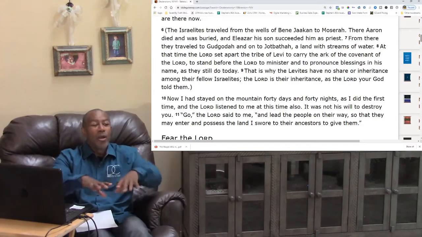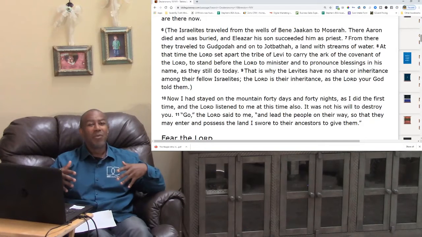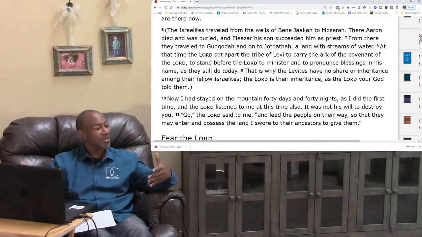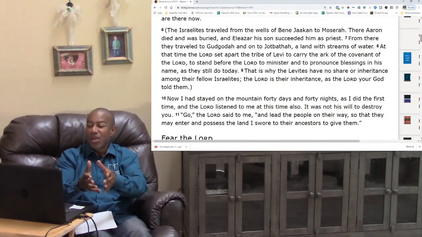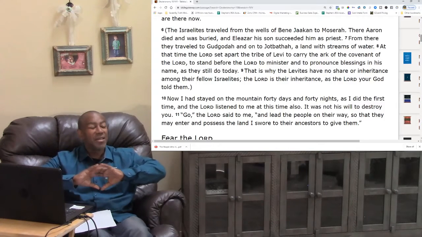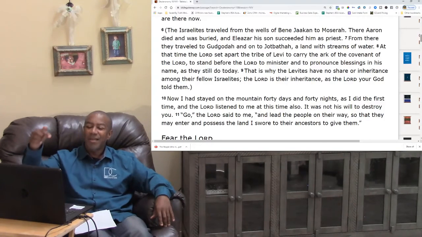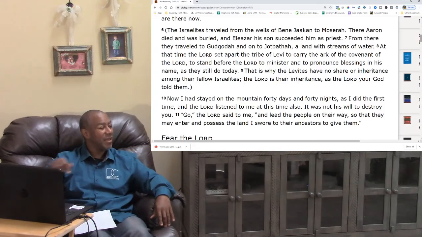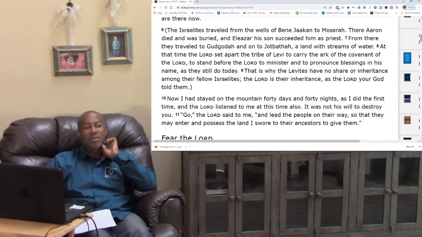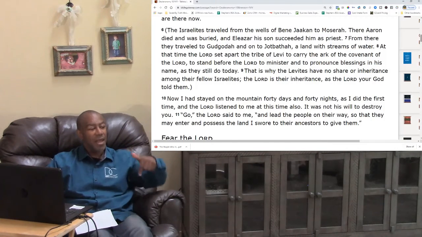So the Lord appointed one man, a Levite, from Moses' families, because Moses was a Levite, to go and stand before the Lord to promote and to teach this covenant to the people. And it says again, and he does it still today. I love how the Bible is living tonight, because I believe he's doing the exact same thing today.